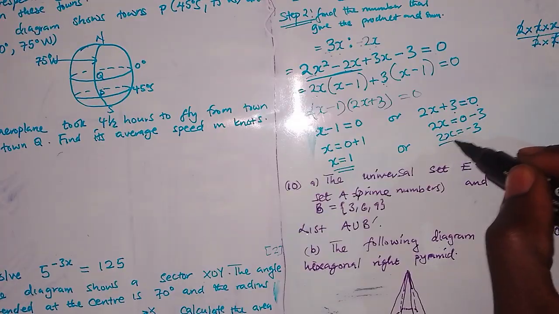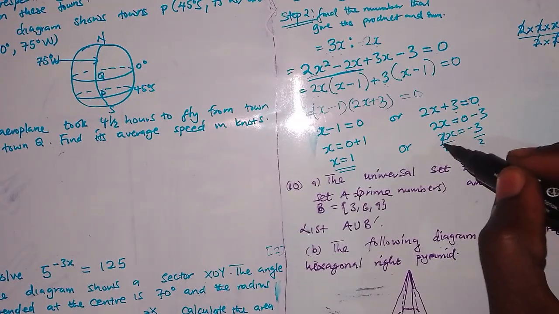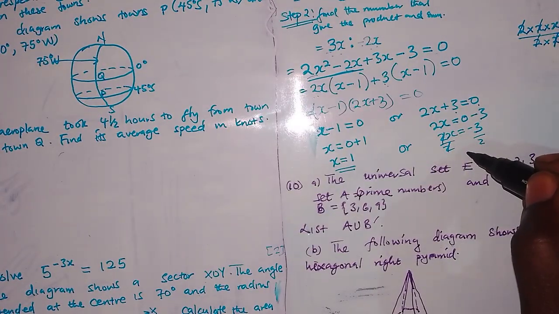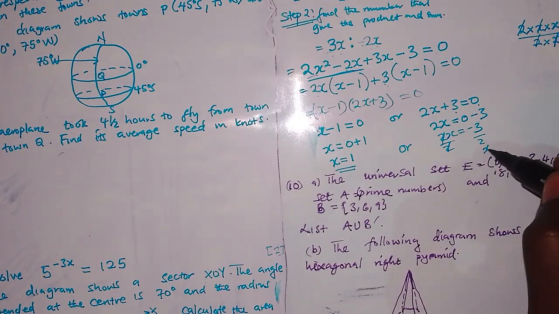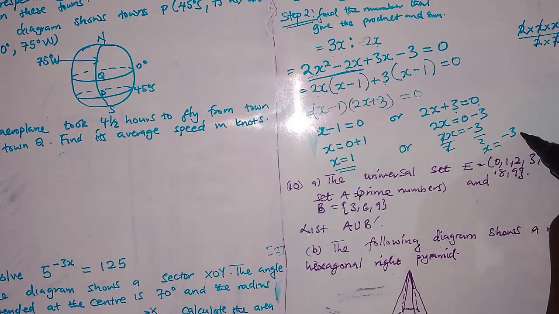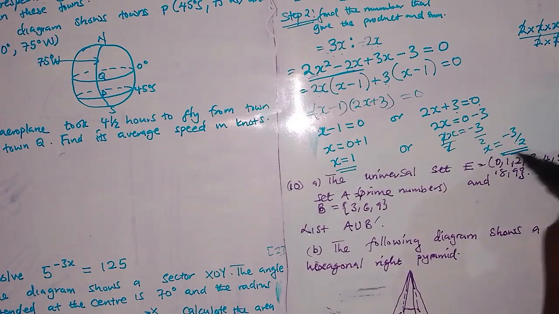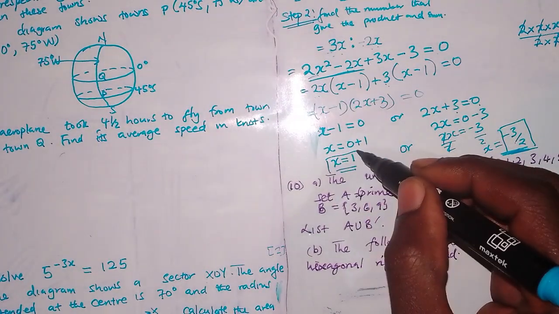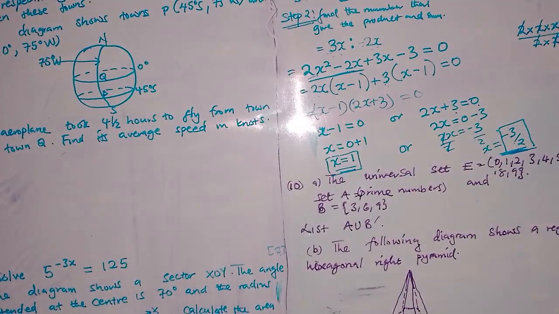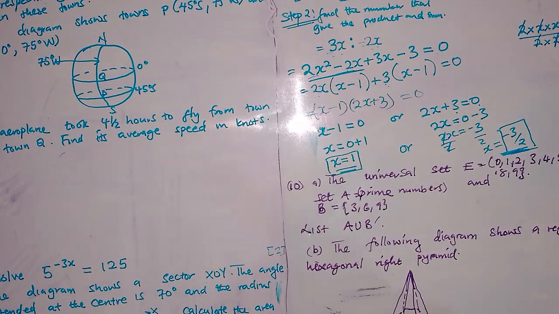Then you divide by 2. Divide by 2. So our x is equals to negative 3 over 2 as our final answer. So remember what I told you, whenever you see a squared, your answers should be 2. So I hope you have understood this process.